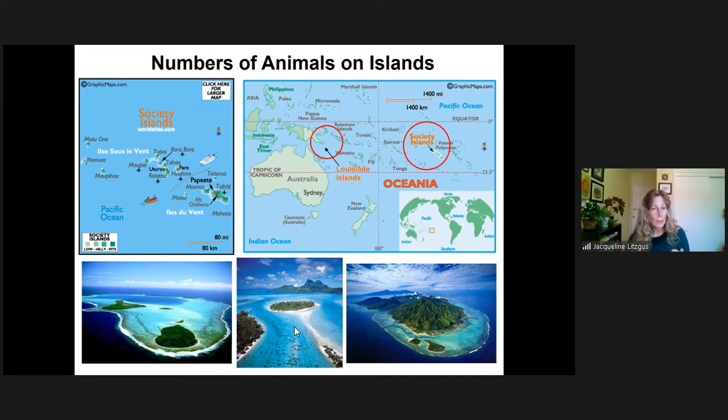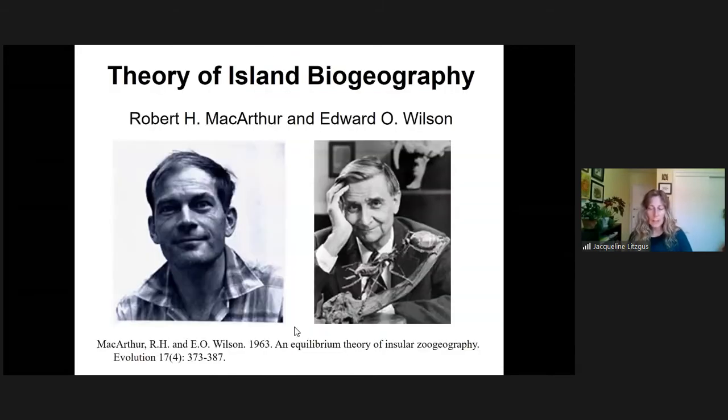So there's two pieces to that story. There's surface area that can be colonized by species, but there's also distance of islands from mainlands. And it's the idea that the mainlands are what provide the source of species that are going to migrate to those islands. So this comes to the theory of island biogeography.